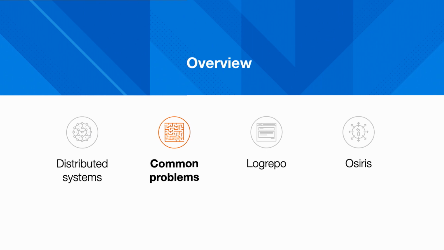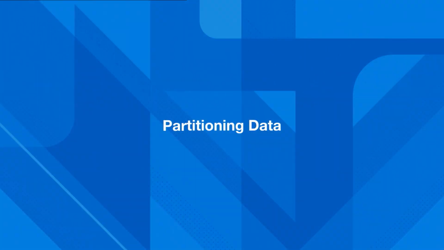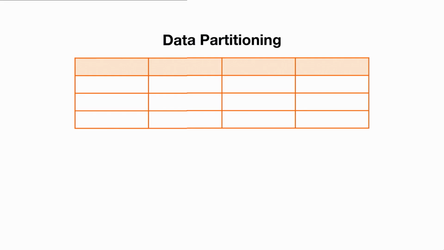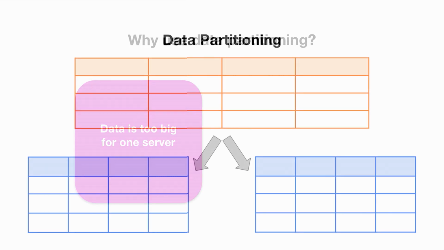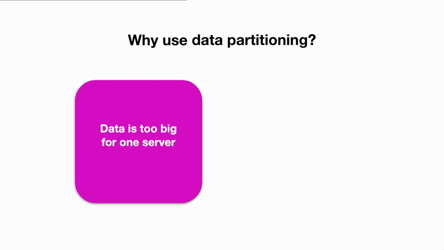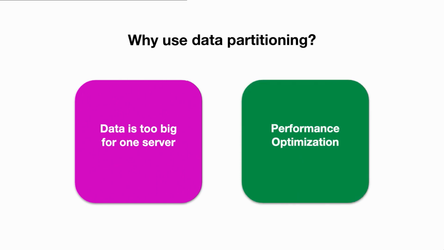So what are some of the common problems? The first one I want to talk about is partitioning data. If you're not familiar with the term, data partitioning just means you take a table or a group of records and split it up into two or more smaller subtables or subgroups of records, which are called partitions. So why do we do this? Well, one reason: if your data is too big for one server, you've got to split it up somehow. But another key reason is actually for performance. If we have different subsets of our data that are accessed by different queries, and we put them on different servers, we can more efficiently parallelize and isolate our computation.